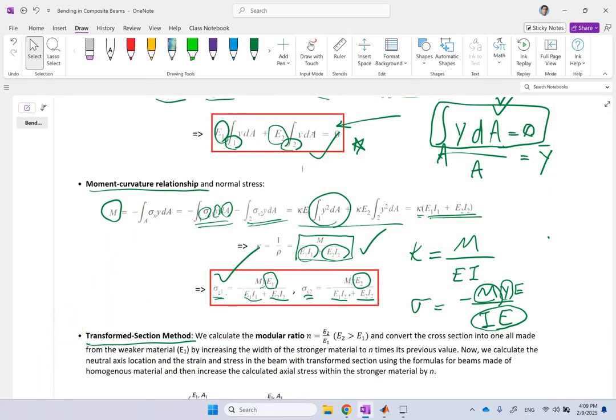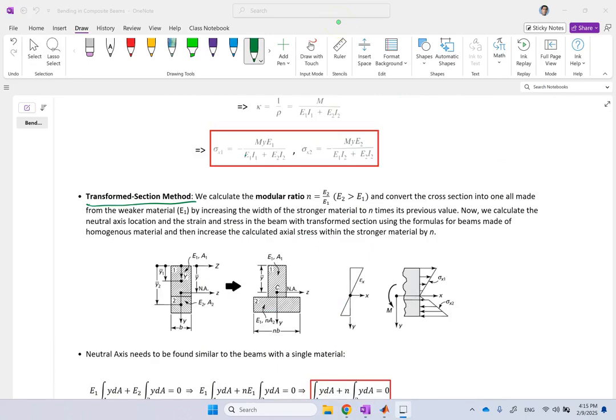problems with that method. So what we do in the transformed section method, we define a ratio called the modular ratio, which is the ratio of the bigger Young's modulus to the smaller one, or the E of the stronger section to E of the weaker section. Clearly it's bigger than 1. And then we're going to convert all of the cross-section into a cross-section of a single material, in this case the weaker material.